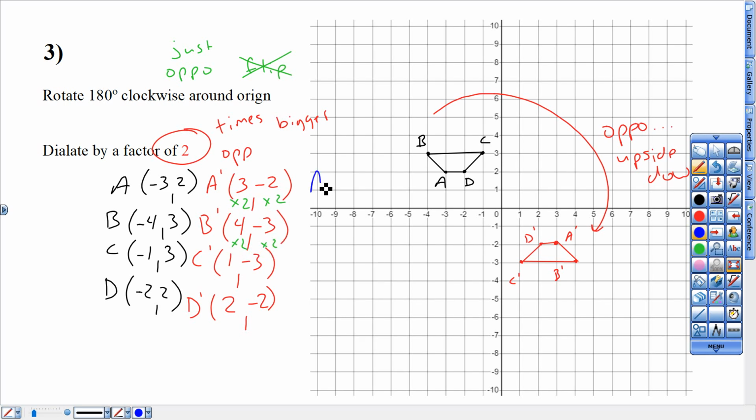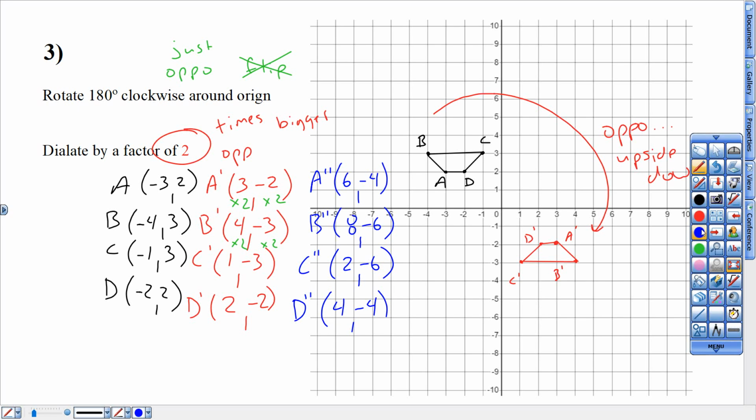A double prime, when that's doubled, becomes 6, -4. When I double B prime, that becomes 8, -6. When I double C prime, that becomes 2, -6. And then when I double D prime, that becomes 4, -4. So when I plot those, it should be a bigger form of that.